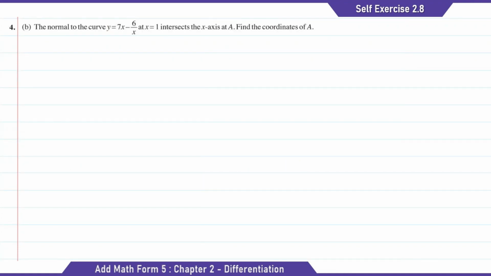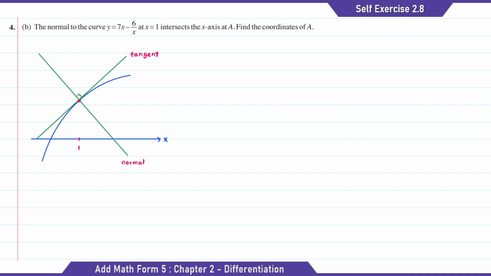Questions 4b. The normal to the curve y equal to 7x minus 6 over x at x equal to 1 intersects the x-axis at A. Finds the coordinate of A. So let us assume this is the curve and this is the x-axis. And let's say here is x equal to 1. Then the points x equal to 1 will be here on the curve. Then this will be the tangent line at x equal to 1. Then this will be the normal. So the point A will be the intersection point between the x-axis and the normal, which is here.